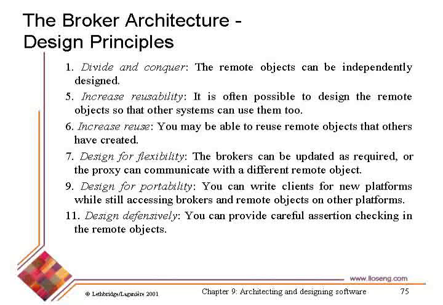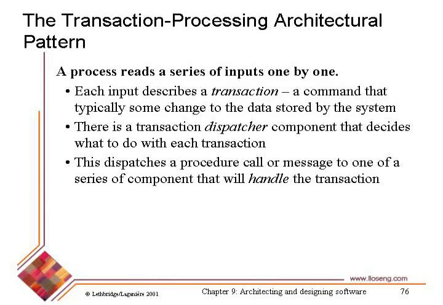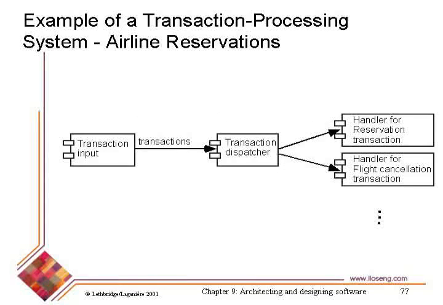The final pattern I want to talk about today is the transaction processing pattern. This is a pattern that dates back to the early days of computing, where what you did was you read in a series of inputs one by one, call them transactions. They might be debits and credits to a bank account, for example, or transfers of funds or payments of bills. Process them as a series, and as each one comes in, on slide 77, I pass that to a transaction dispatcher that chooses which component of my system will deal with the transaction.